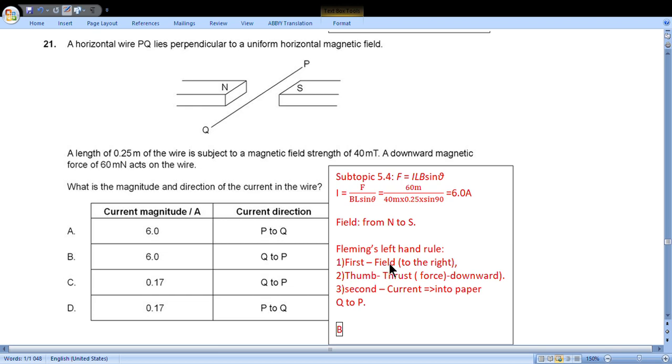Now open the thumb and point it downwards. Then open the second finger, it points into the paper. So the current is from Q to P. Done. So we choose B. The current we calculated is from Q to P.